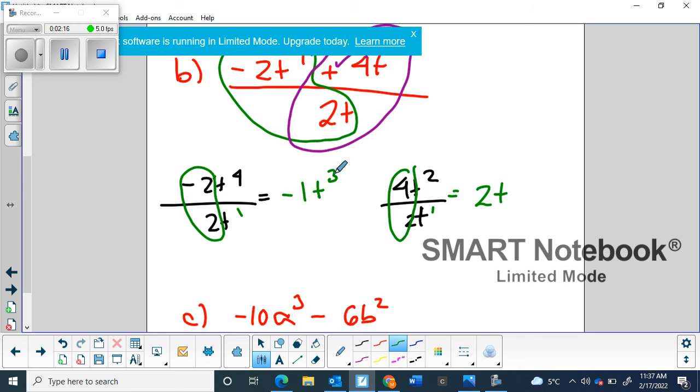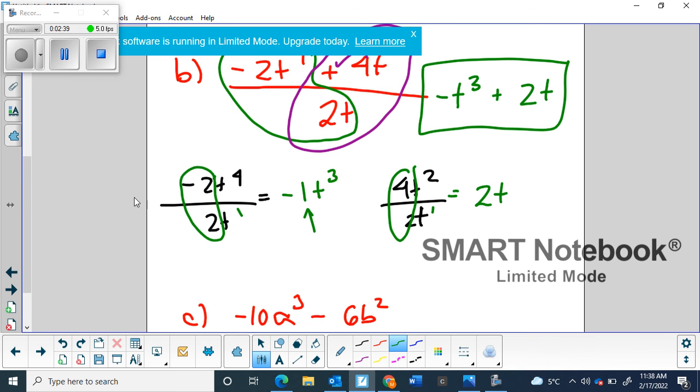And all we do is combine. Remember, we do not have to write this 1. So this is just negative t cubed plus 2t. And that is our answer. Negative t cubed plus 2t, because we combine them, and that is our answer.